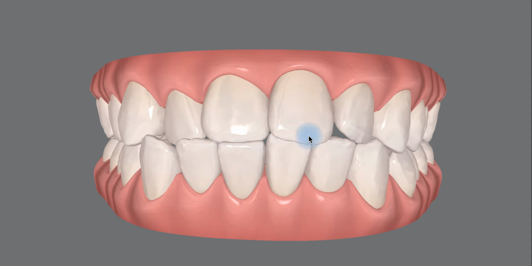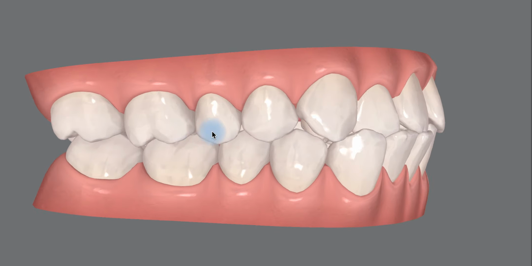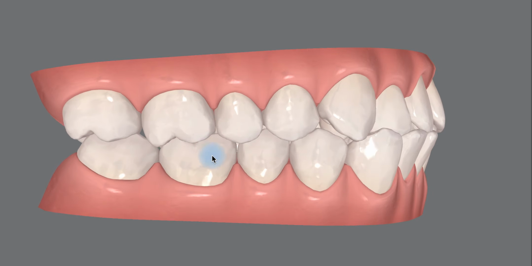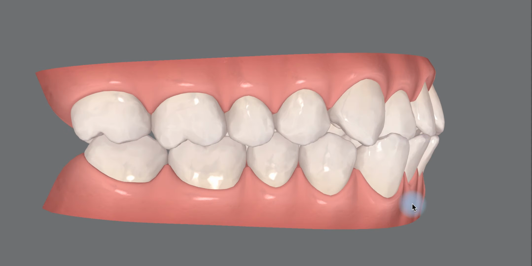So first thing I always do with every clin check, I want to get a sense of the following three questions. What's the molar relationship? What's the canine relationship? What's the skeletal orientation? So molar class 1, canine class 3, skeletal class 3. And again, we have the CAT scan so that we can get a better sense of the truth of that, but I don't think anybody would argue this is a skeletal class 3 case. Skeletally class 3 with a dental class 1.